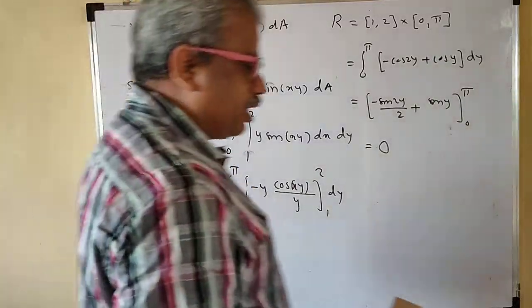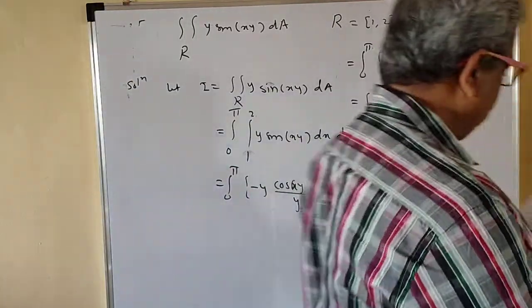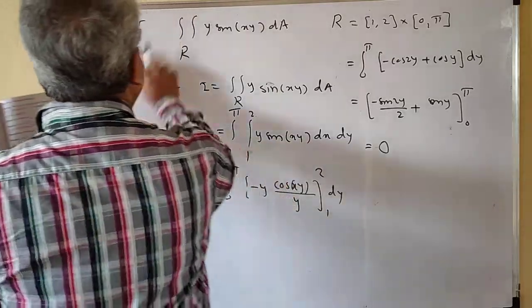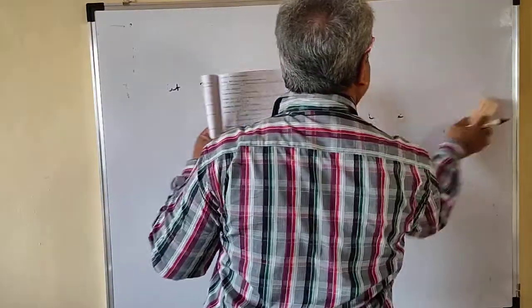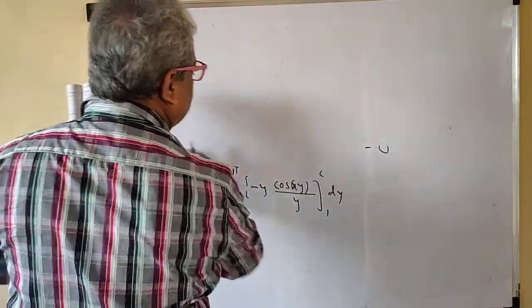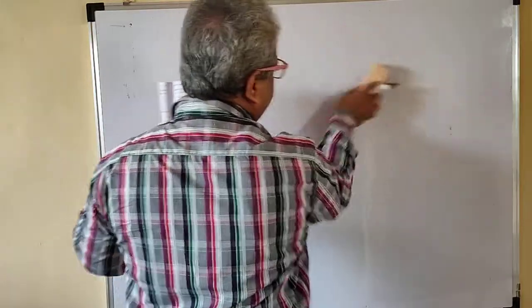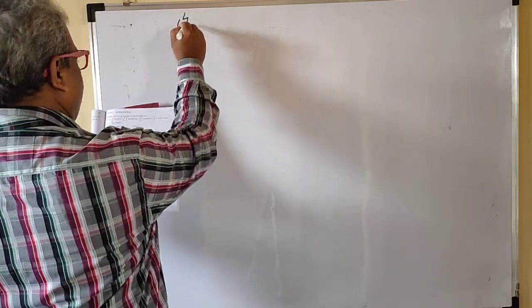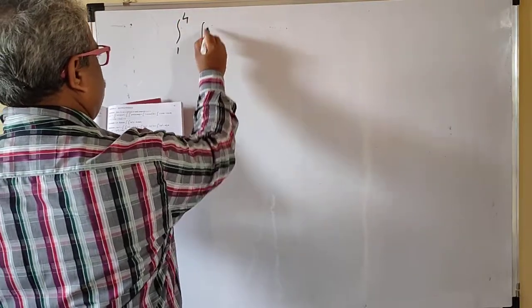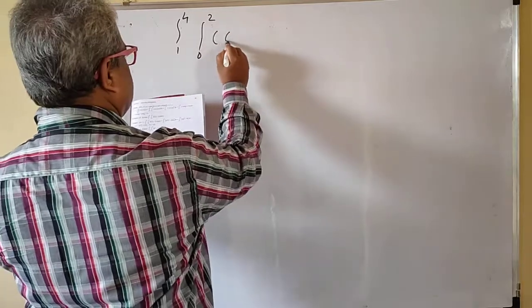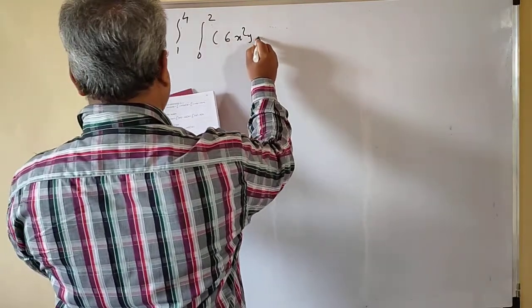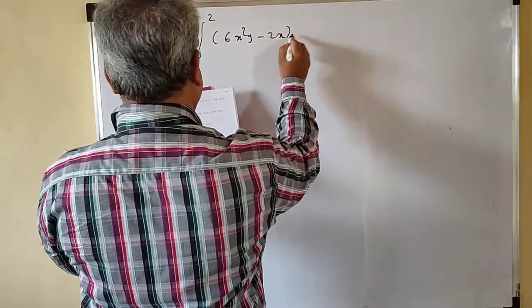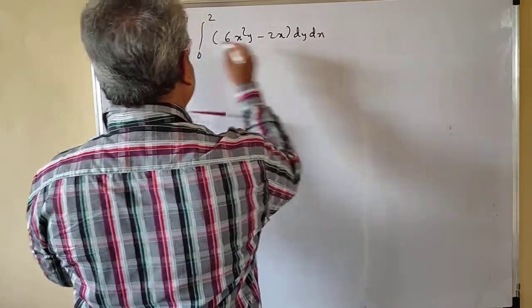Okay, we'll take the next problem. Evaluate the integral from 1 to 4, 0 to 2, of 6x squared y minus 2x, dy dx.